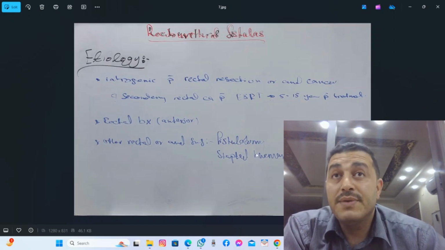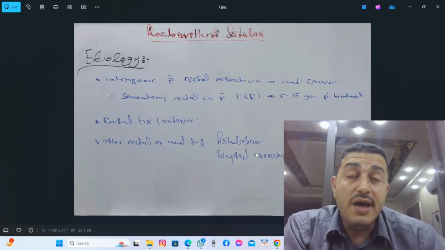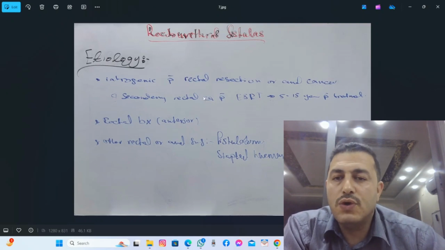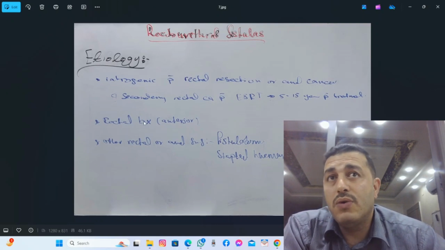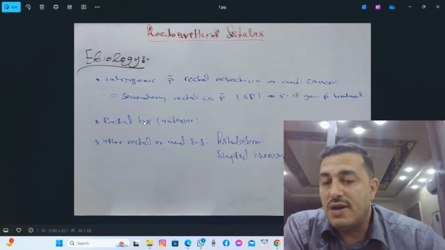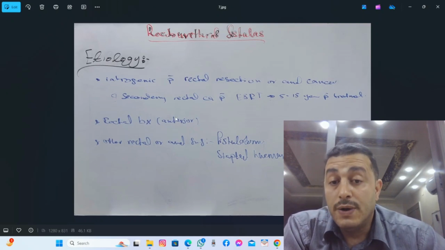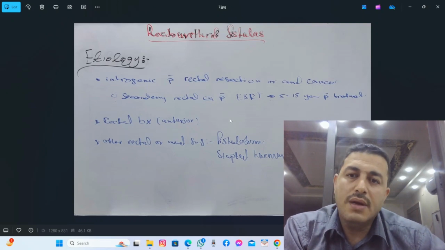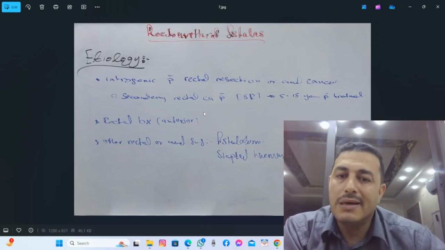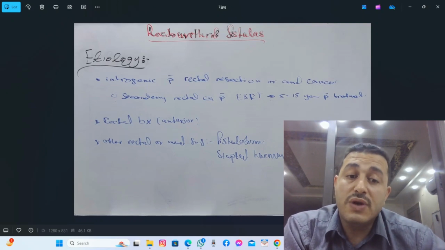We said also rectal surgery or anal surgery can be a cause of rectourethral fistula. Rectal biopsy, whatever the reason, but especially those in the anterior wall. Other causes, let's say less malignant or benign causes: fistulotomy can cause rectourethral fistula.